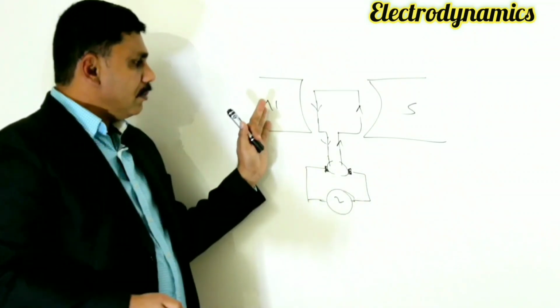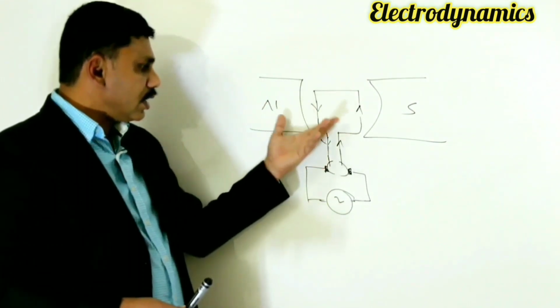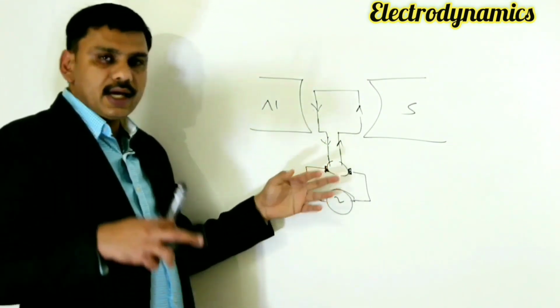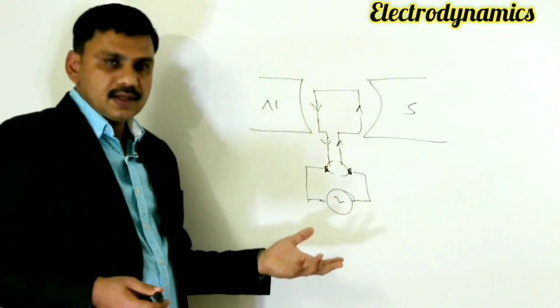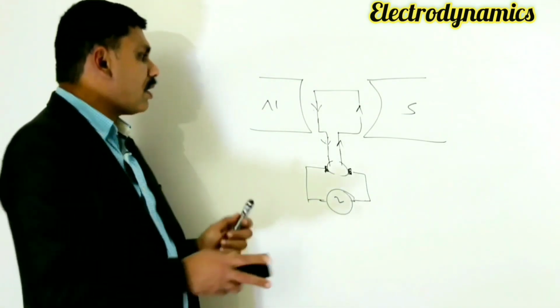So these are the main components of a motor: a magnet, a coil, it can be split ring or slip rings, and the carbon brushes. So these are the main components.